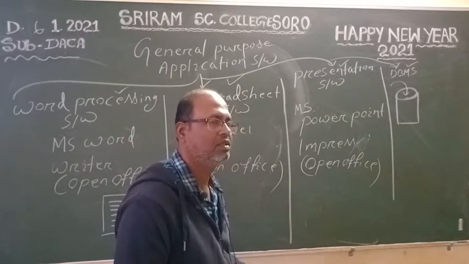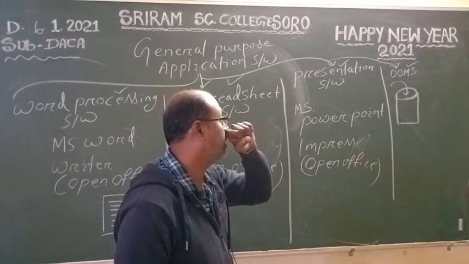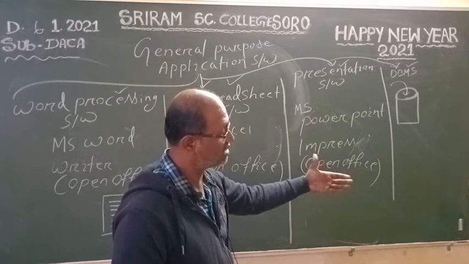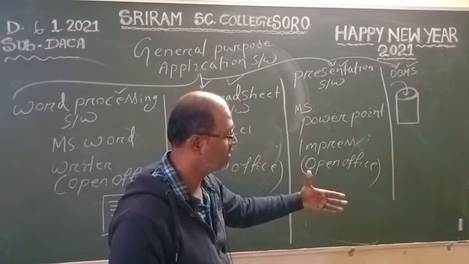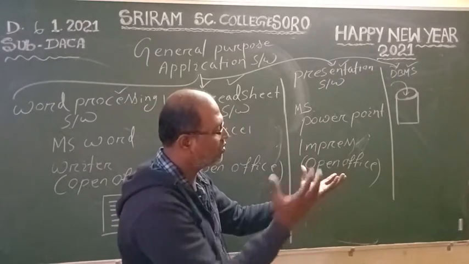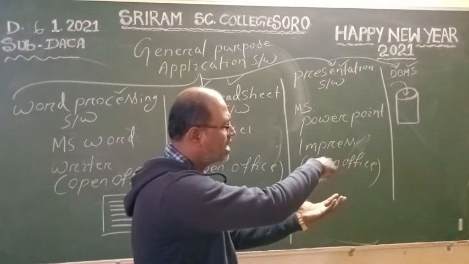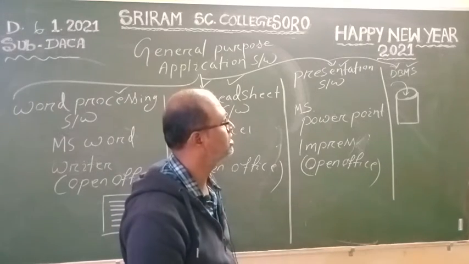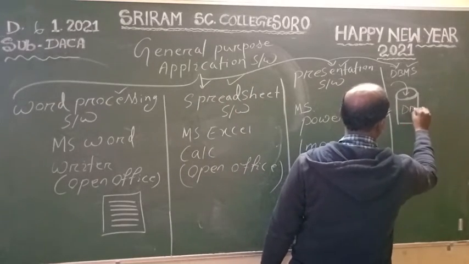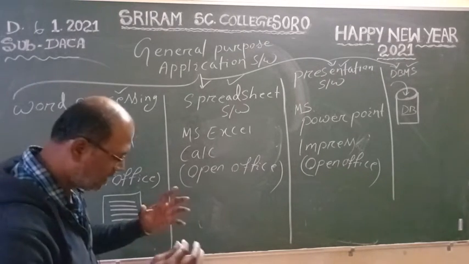And for this management purpose, we need one software, and that software is DBMS, Database Management System. A database is not a Database Management System. A database is a container, and to maintain that container we need extra software. The software required to maintain the data inside the database is known as Database Management System, which is one kind of general purpose application software.